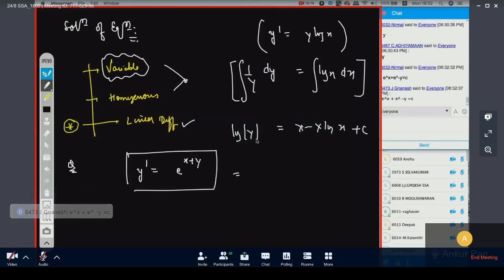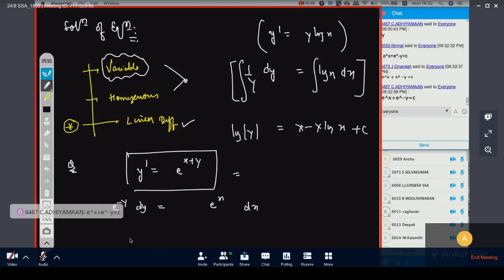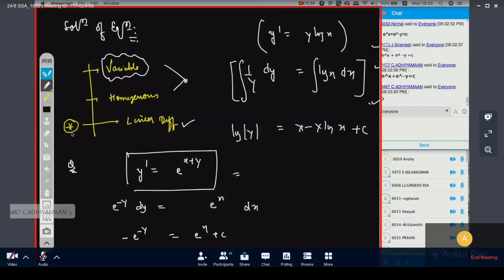Guys, good. So you have dy by dx is equal to e to the power x into e to the power y. Minus e to the power minus y is equal to e to the power x plus c. So the answer is what you have written. Okay, Adhiman, Ganesh, Nirmal, and other friends of mine. Got it? Easy, no rocket science.